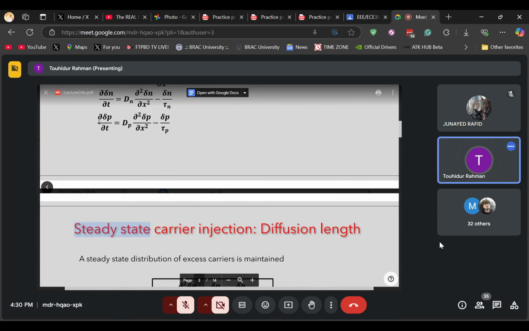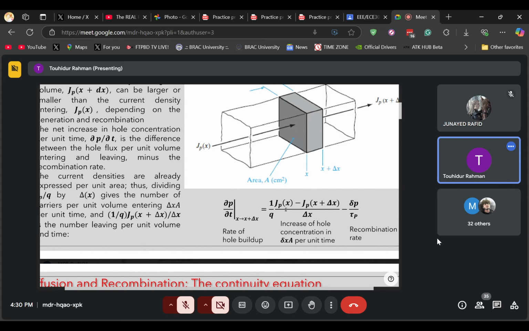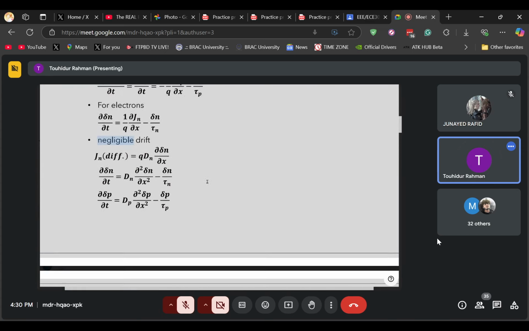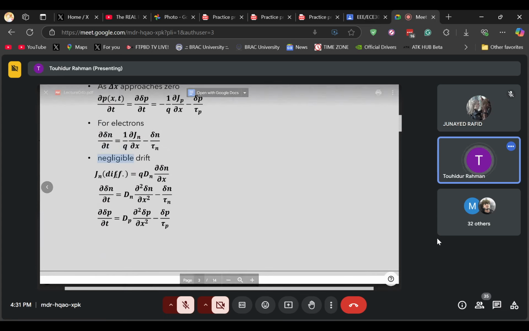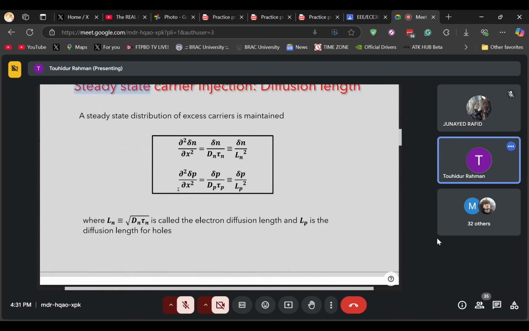This is the general equation where we have function of time, function of x. That's why I mentioned initially, we will start with the general case. Then we are going to apply some special conditions. First special condition, all the current will come from diffusion. Second special condition, no change in time. That will give us this expression, which combines diffusion and recombination together.